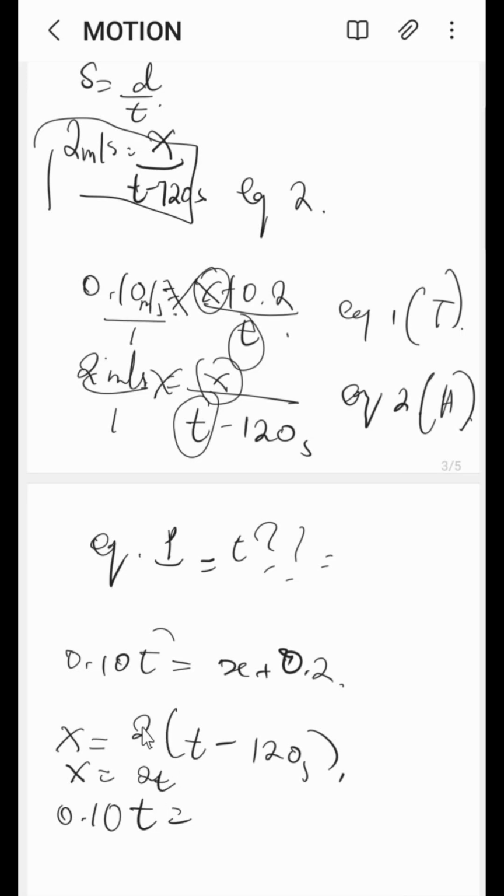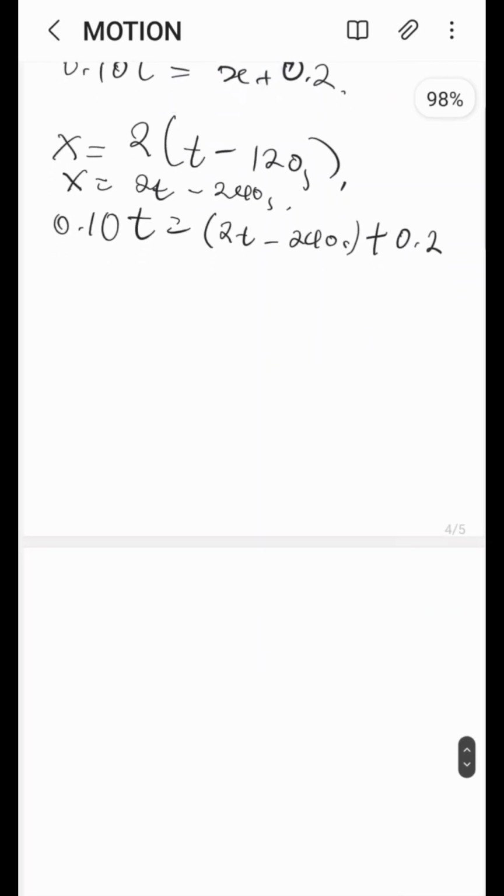So you have 2t, that should give you 240 seconds, right? You can put those in brackets: 240 seconds, plus 0.2. So 0.10 is equal to, since the sign is after the bracket, you can just open the bracket. This is just mathematics, right?